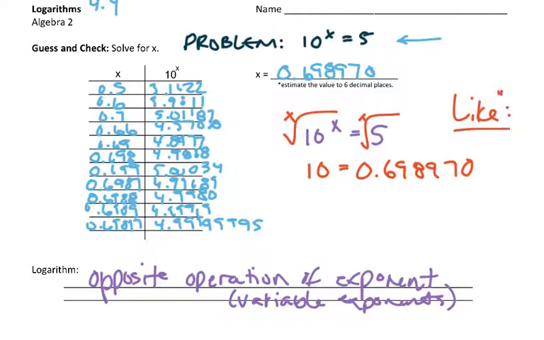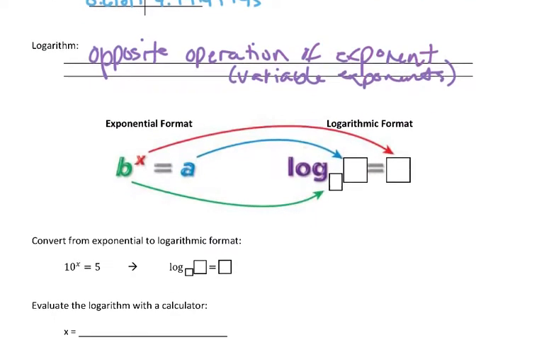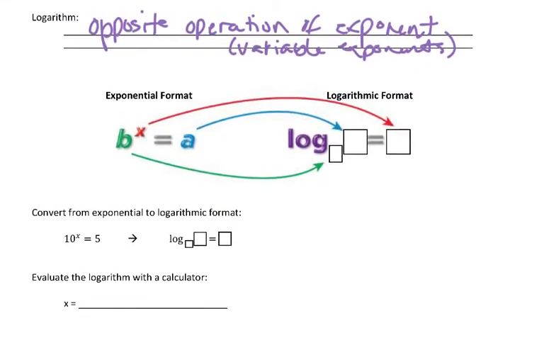So it's like this, but of course it's not that. It's actually this. What happens is we are given something in exponential format. And again, as we just did, it's 10 to the x equals 5. So b would have been our 10, a would have been our 5, and of course x is our exponent.